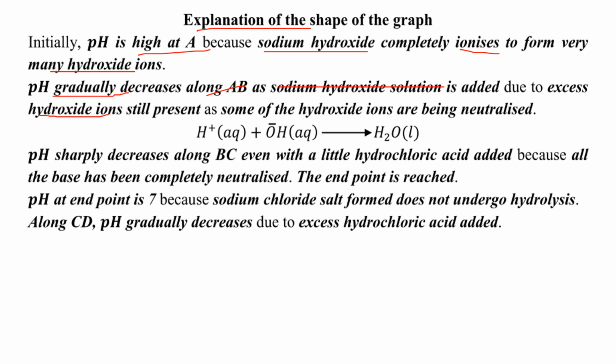Few protons, or hydrogen ions, from the small volume of hydrochloric acid being added react with some of the excess hydroxide ions present in that solution, and therefore they just neutralize a few. That's why pH gradually decreases. So few protons react with some of the excess hydroxide ions from the base, forming water, which is neutral, and our pH is going to be slightly higher.